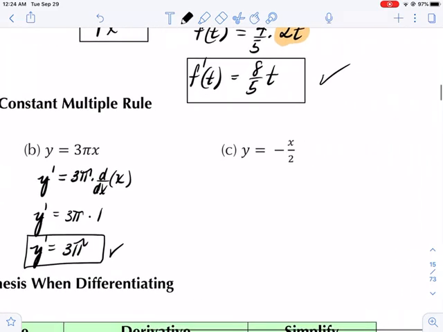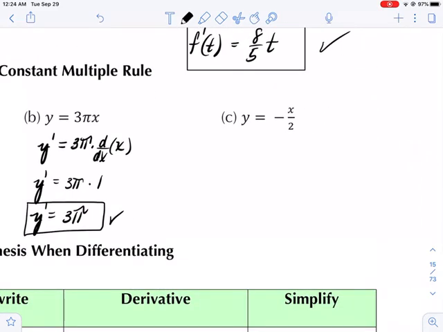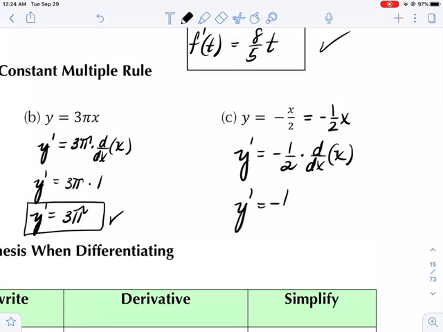And then for part C, we have y is equal to negative x over 2. So we could write that as negative 1/2 x. So we would have y prime is equal to negative 1/2 times the derivative with respect to x of just x, and that would of course be just negative 1/2 times 1, or negative 1/2.